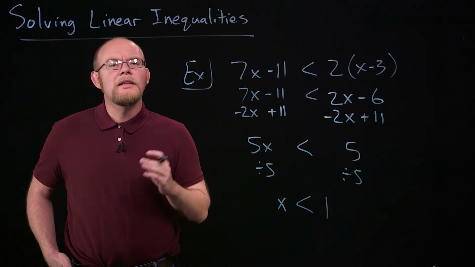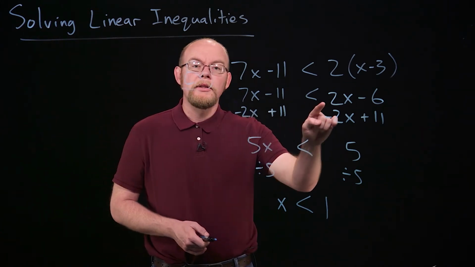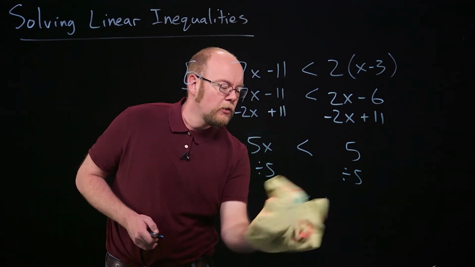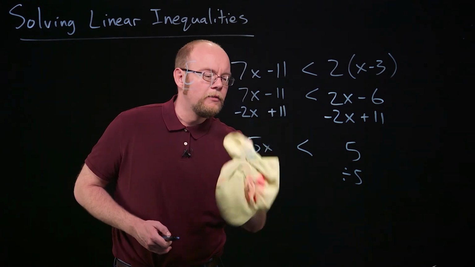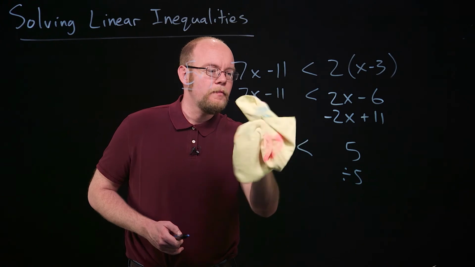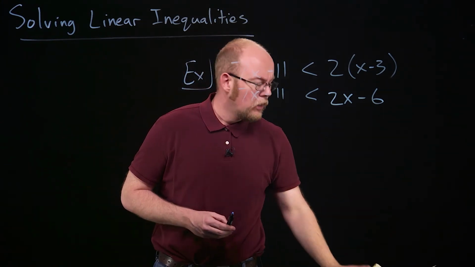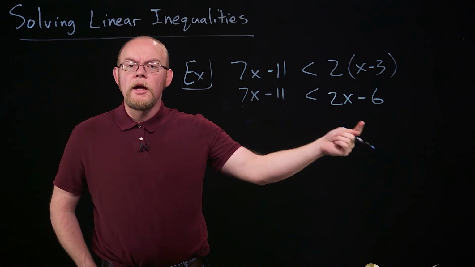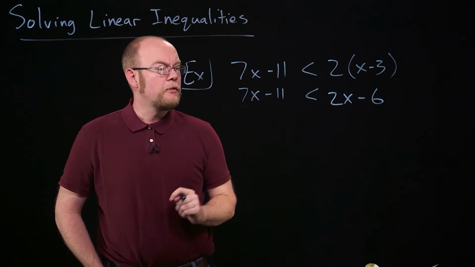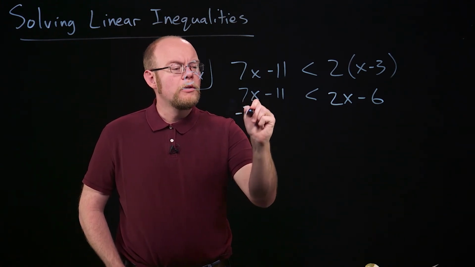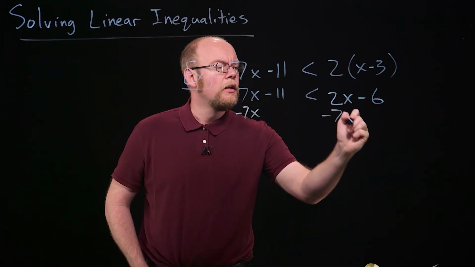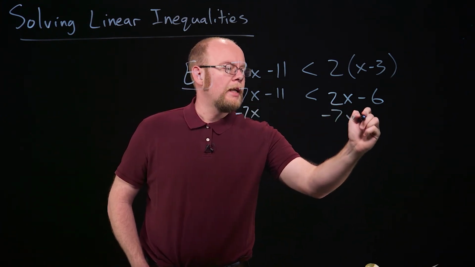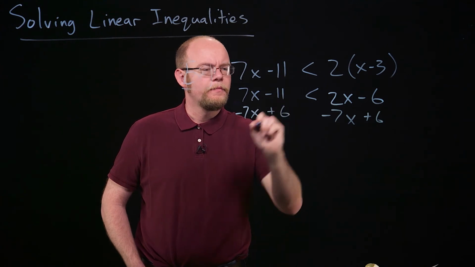Let's look at doing this a slightly different way. I'm going to take it up at this step right here and show you a slightly different method that'll give you the same answer. Now instead, we're going to move all the variables to the right and all the non-variable expressions to the left. So to do that, we're going to subtract 7x from this side, and we're going to add 6 to both sides.